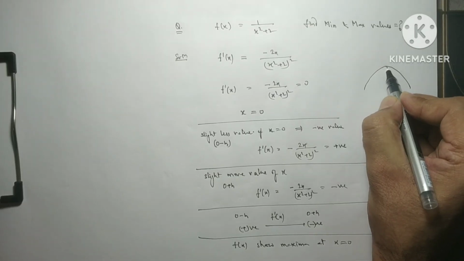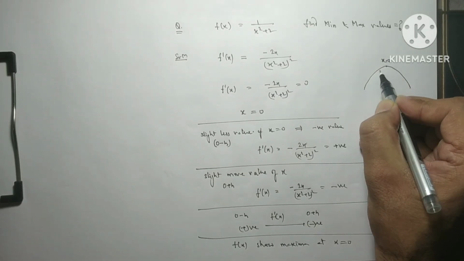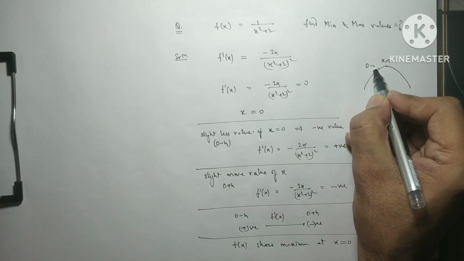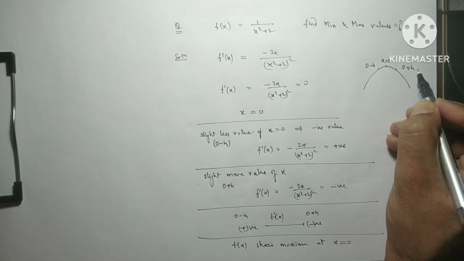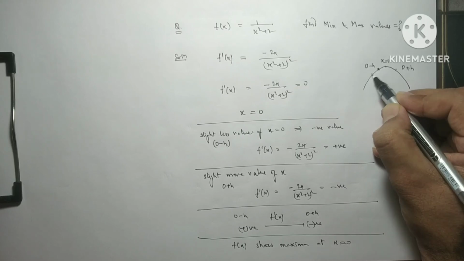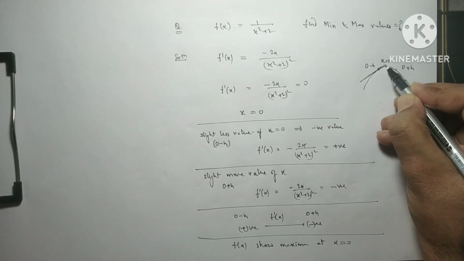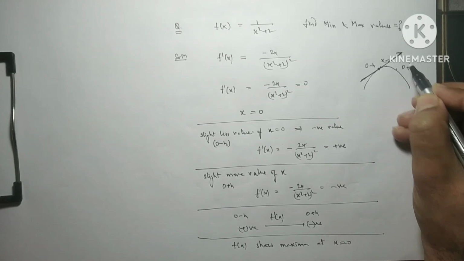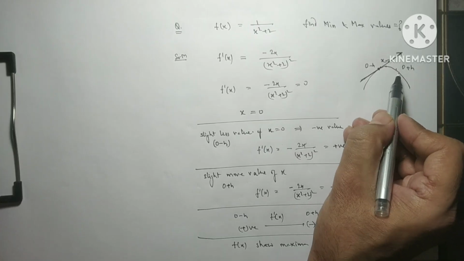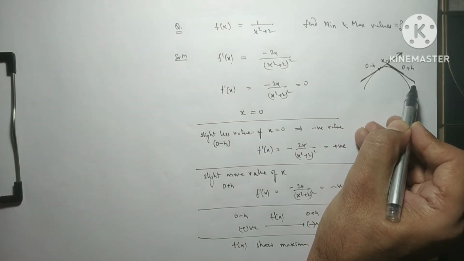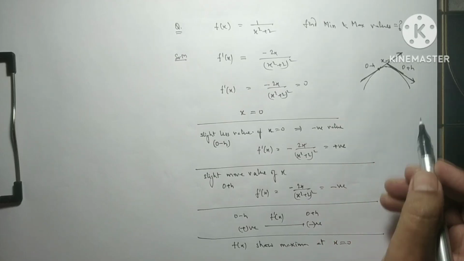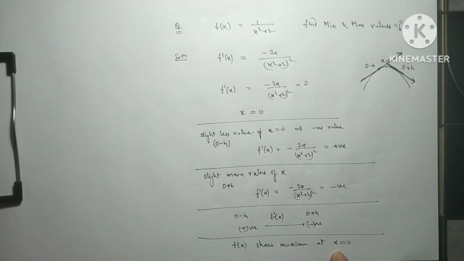So if it is x equals 0, and this is 0 minus h, and this is 0 plus h, when we draw a tangent here, it is rising, so the curve is increasing. At this point when we draw the tangent, it is decreasing. So f(x) shows maxima at x equals 0.